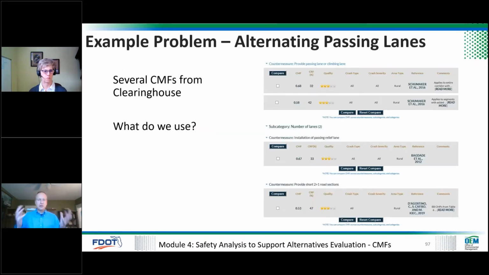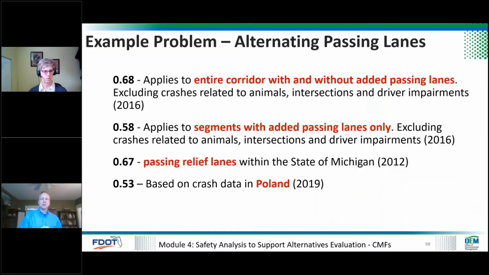So you go into the clearinghouse, and there's several. And what do you use? I've got 4 shown here. I can go to the next slide and show a little more information. So you dig into the 4. You do what Beth said, and I will too.